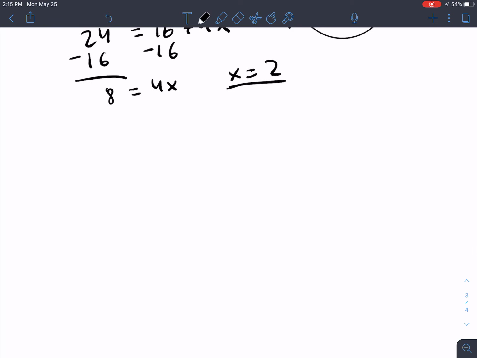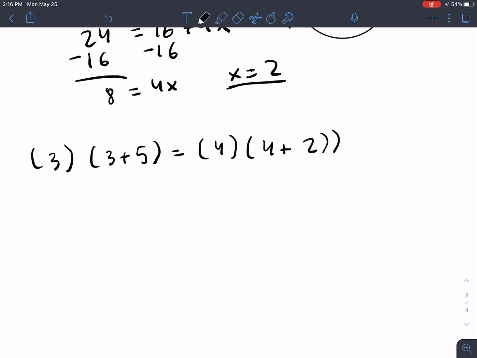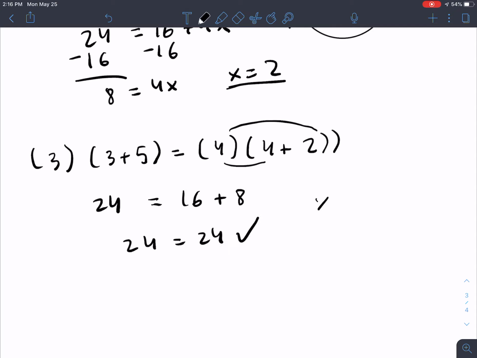And to verify that, I'll plug 2 in the x value, in the x space. Is equal to 3 times 3 plus 5 is equal to 4 times 4 plus 2. So this would be 24 is equal to 4 times 4 is 16. 4 times 2 is 8. 24 is equal to 24. So that's correct. So x is 2.